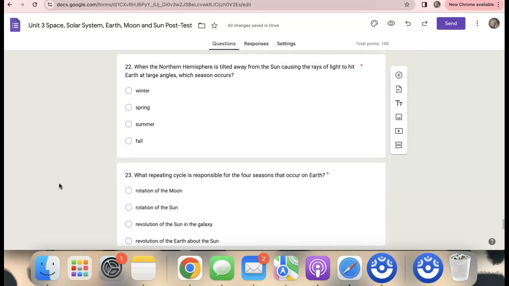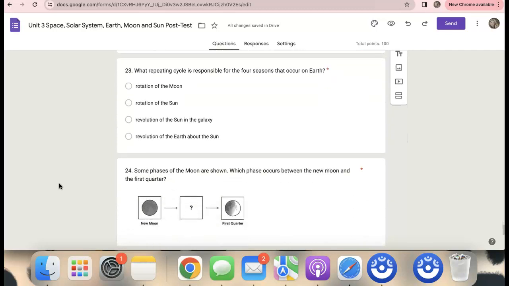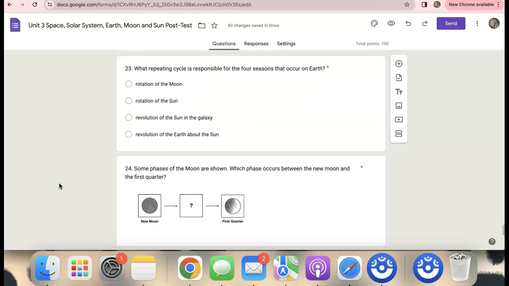Number 22. When the northern hemisphere is tilted away from the Sun, causing the rays of light to hit Earth at large angles, which season is occurring? Winter, spring, summer, or fall? Number 23. What repeating cycle is responsible for the 4 seasons that occur on Earth? The rotation of the Moon, the rotation of the Sun, the revolution of the Sun in the galaxy, the revolution of the Earth around the Sun.